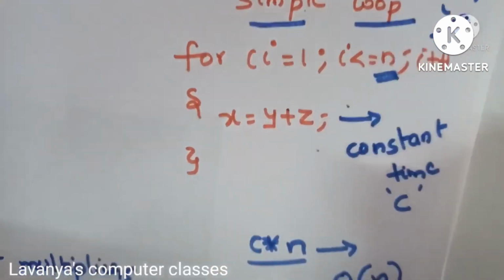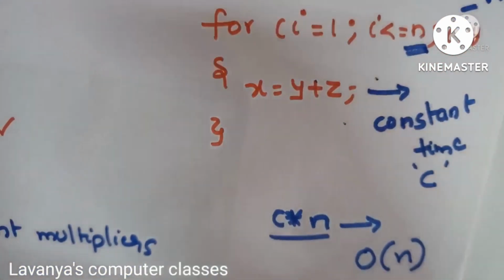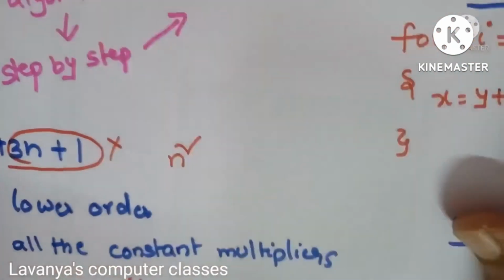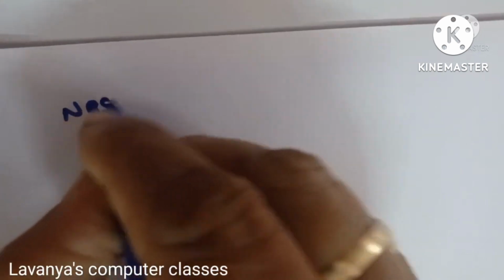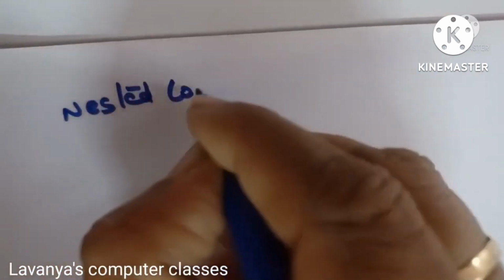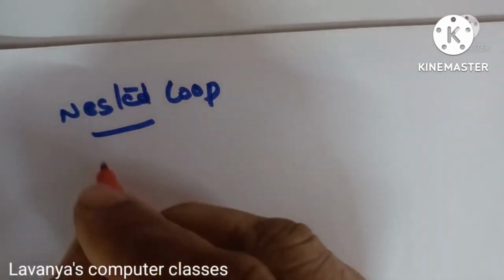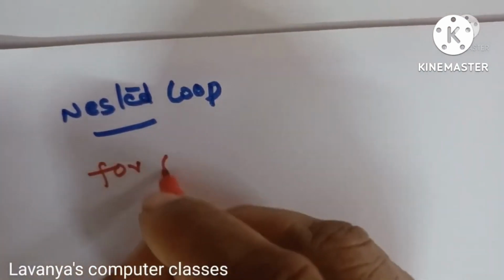Constant time and for loop n times. So big O of n is the time complexity for any simple loop. Now we will explain nested loop time complexity. If the program contains a nested loop, what is the time complexity? How much time is taken for executing the nested loop? Nested loop means one loop contains another loop.